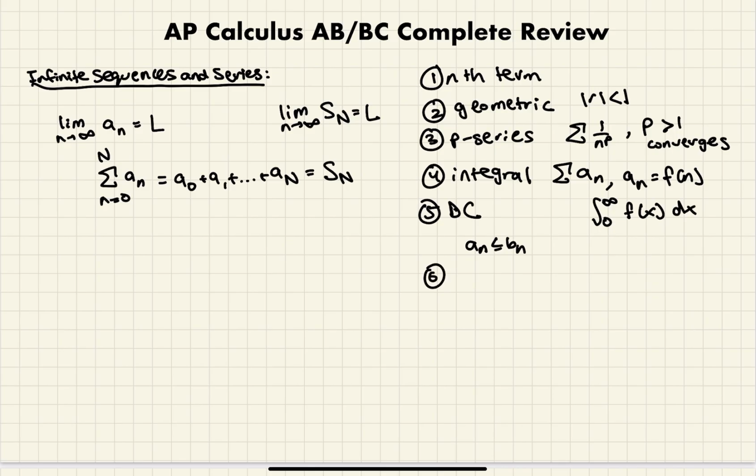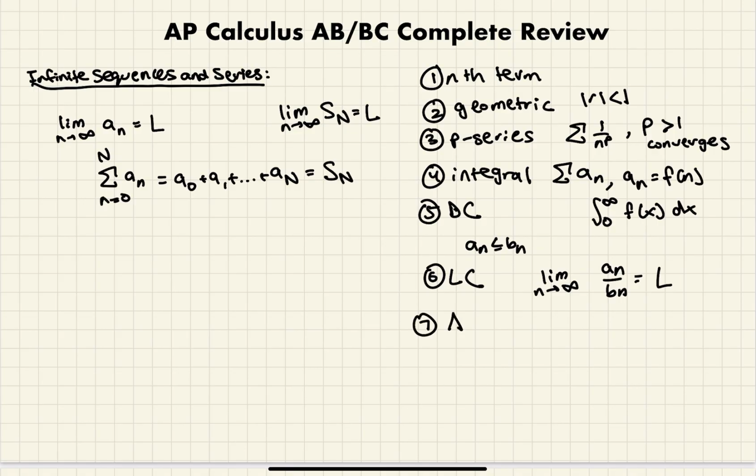Then we got the limit comparison test, which is similar, except you take the limit as n approaches infinity of a_n over b_n. If this is positive and finite, so not 0, if it's L where L is positive and finite, then either both of them converge or both of them diverge. So if you know one of them converges and you want to look at the other one, you take the limit, and if it's positive and finite, then you know the other one also converges. Same thing with diverges.